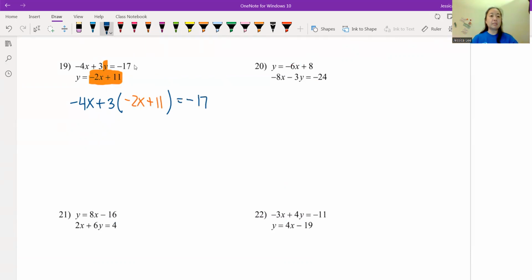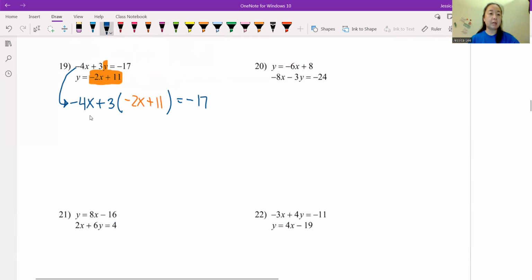Now, do you see I wrote the exact top part right here? So -4x plus 3, but instead of y, I put in the other thing that y is equal to. Since y is equal to -2x plus 11, we can substitute that in because they're the same. This looks different, but it's the same thing. So now it's just like the problems that we had previously, right? Where you have the parentheses and you got to get rid of it. So how to get rid of it? Got to do distributive property. All right, let's go.